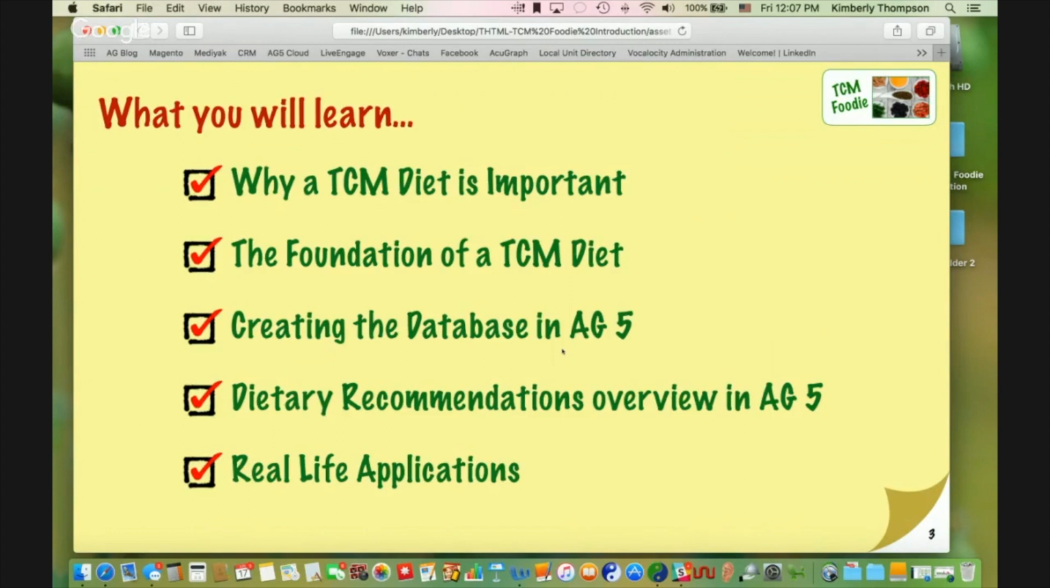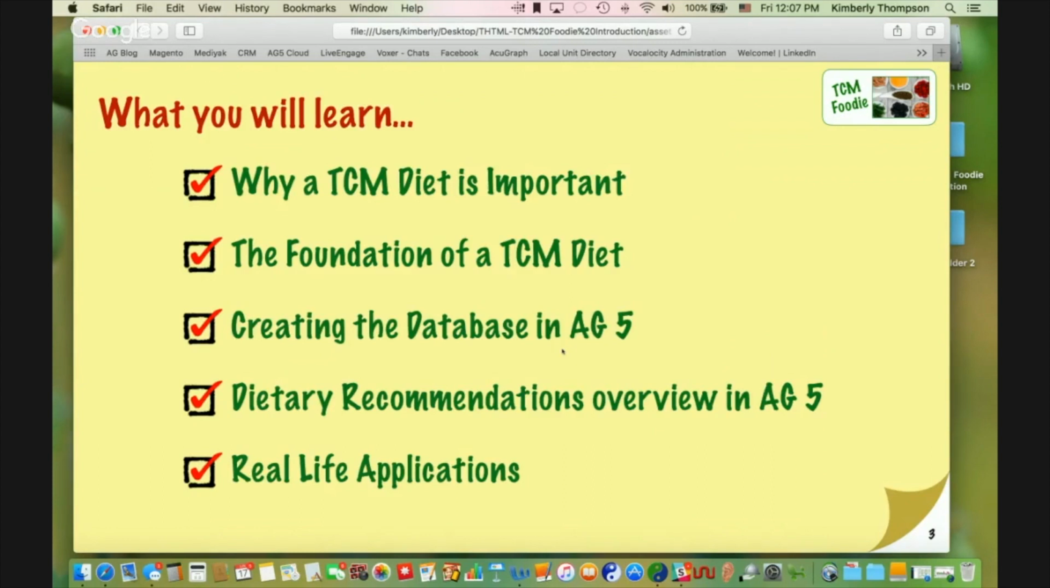I'm going to give you the big overview of what it took to create the database for TCM foods in AcuGraph 5. And then we're going to go over how it works. We'll go through the program and show you how simple it is to use. And then I'm going to show you some real life applications of how I use it in my clinic.